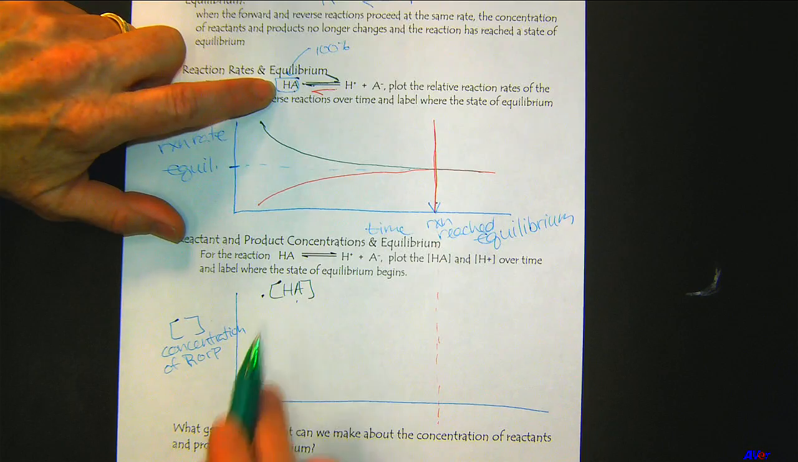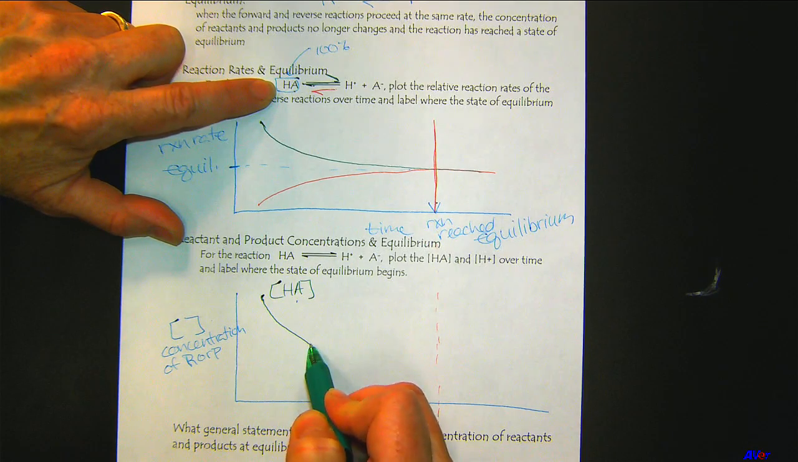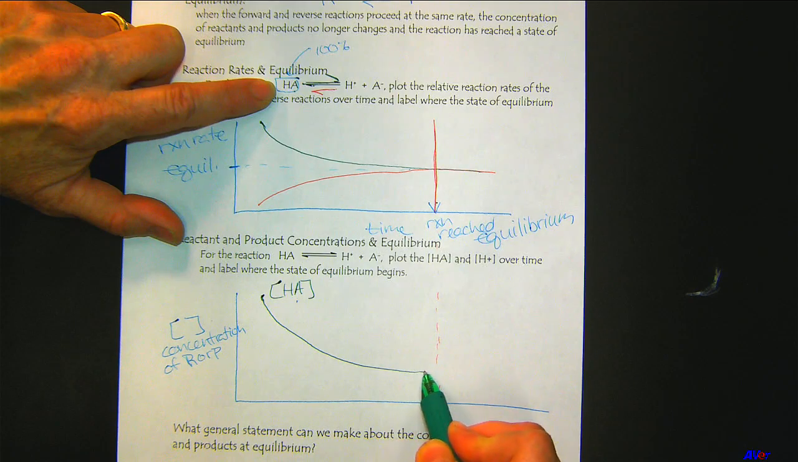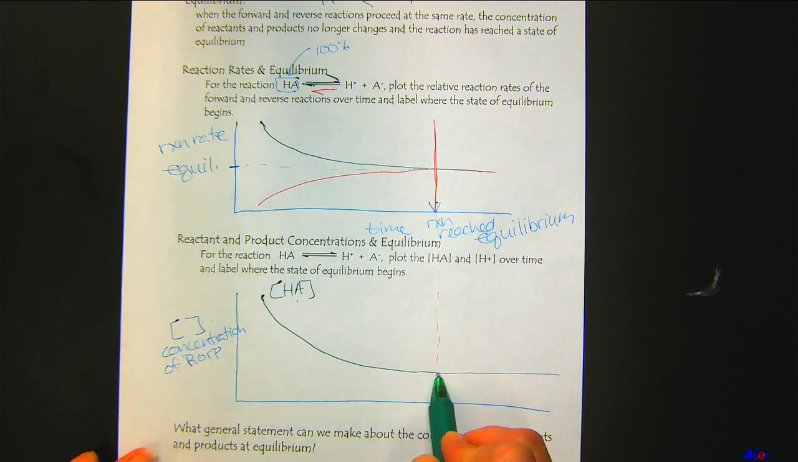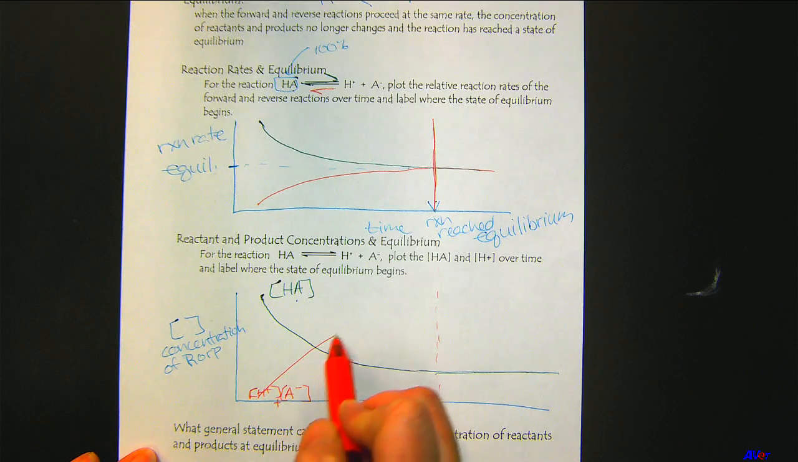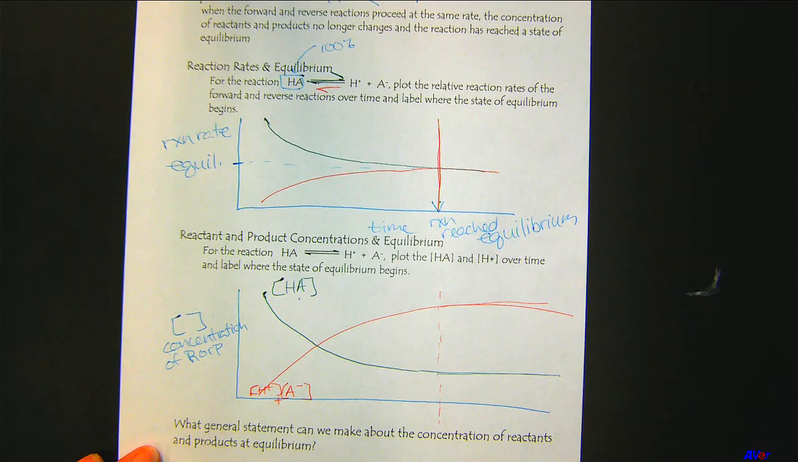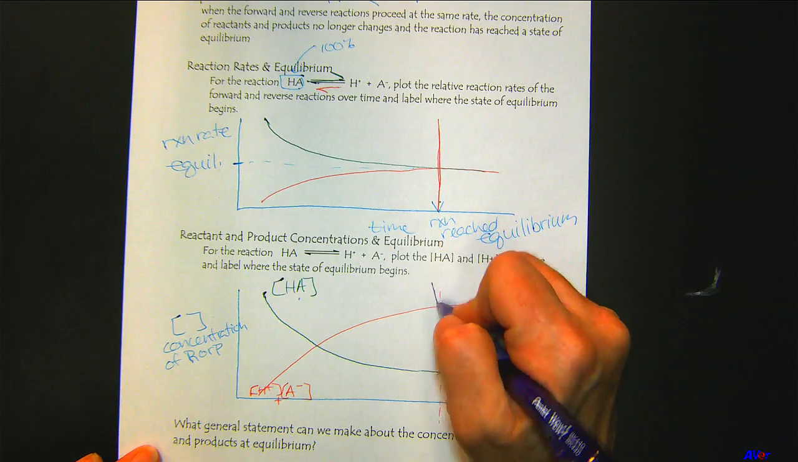And then when we reach equilibrium, it remains unchanged. At the same time, we have the H plus and the A minus. Initially there wasn't very much, but then as the reaction proceeds, this flattens out. So here we are at equilibrium.